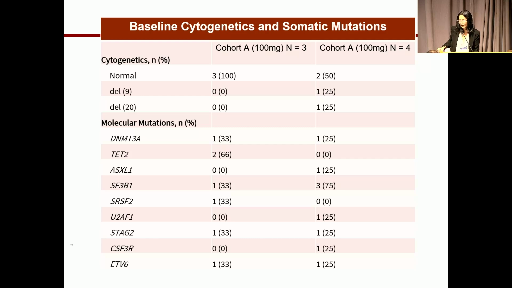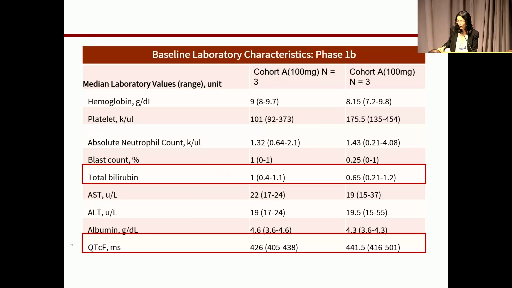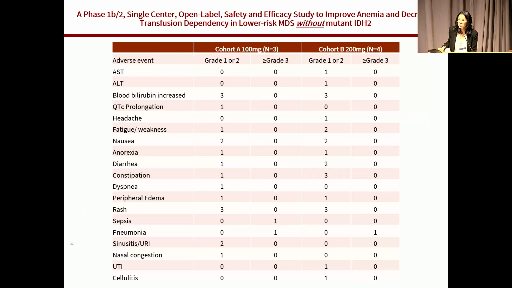And looking at somatic mutations, you see that the patients are enriched for the CH mutations, DTA, and then also what's expected, spliceosome mutations and some others that are more rare. We wanted to obtain baseline labs with CBC, of course, to track responses. And we wanted to look at total bilirubin and QTc prolongation, as these were the known toxicities associated with enasidenib.